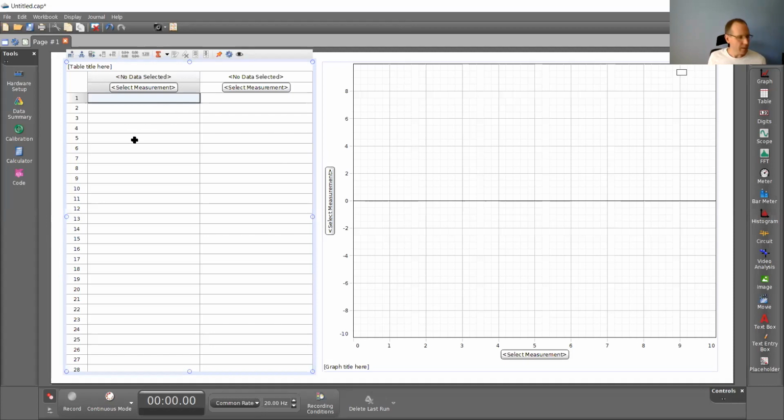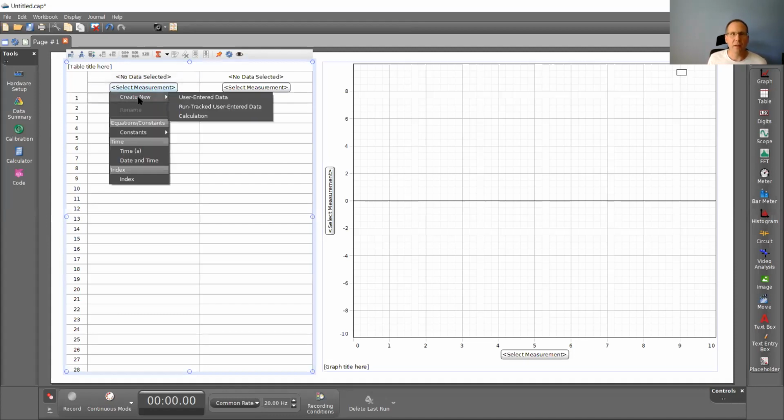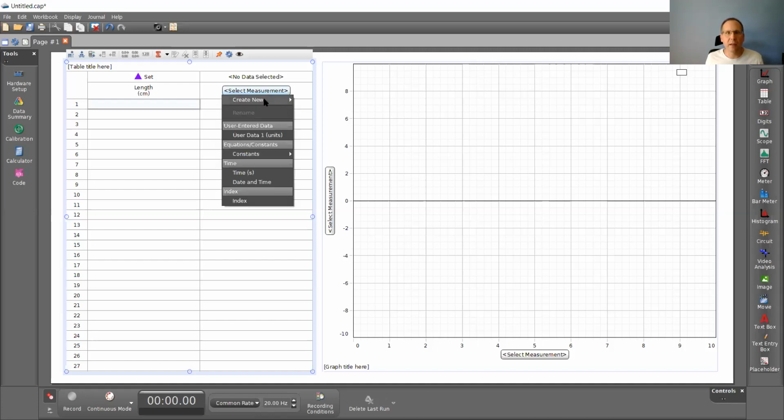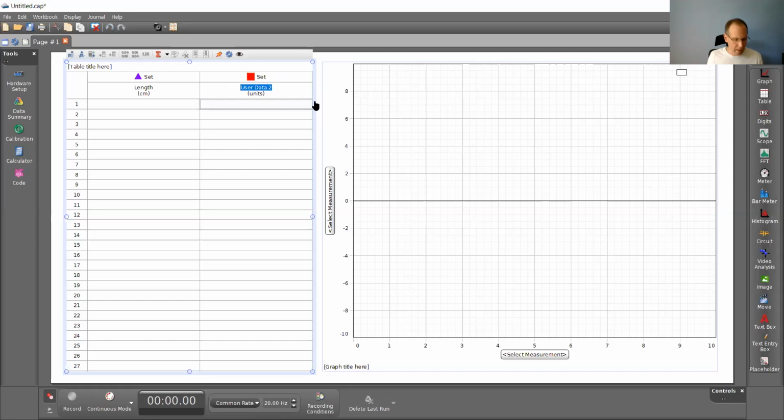Now, for the first data, it's going to be the length, right? The x value is going to be the length. So I'll go to select measurement, create new, user enter data, and I'll type in length. Then I'll hit tab or enter and do cm for centimeters. Then for the second column, select measurement, create new, user enter data. It's going to be the period. Hit tab, and I'll do s for seconds. Okay, so then you guys will put in your data.